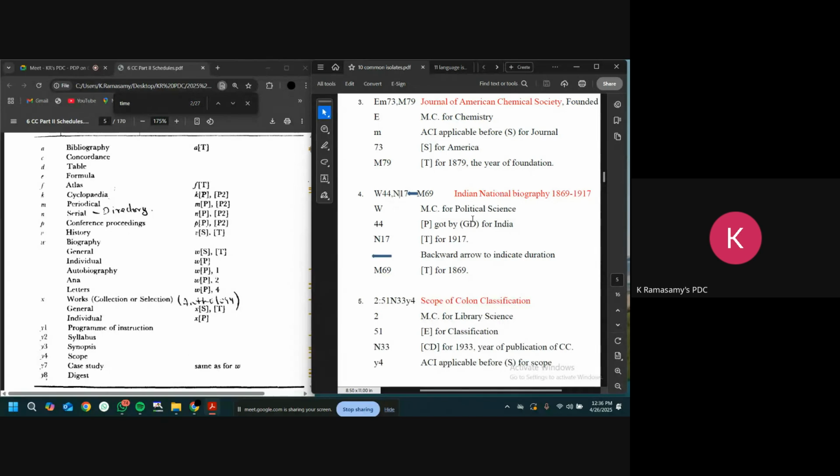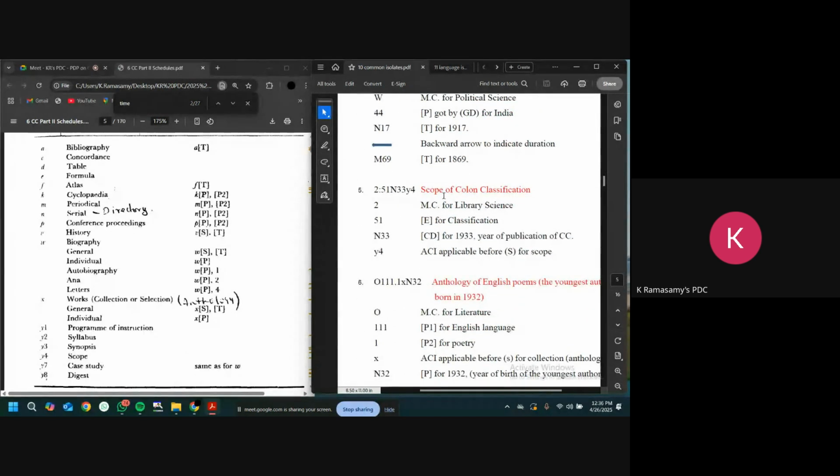There's some issue here, so I'll skip this. Let me leave this and go to this particular topic. Scope of colon classification. We have already constructed a number for colon classification.